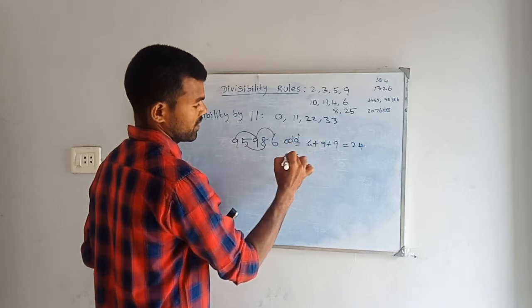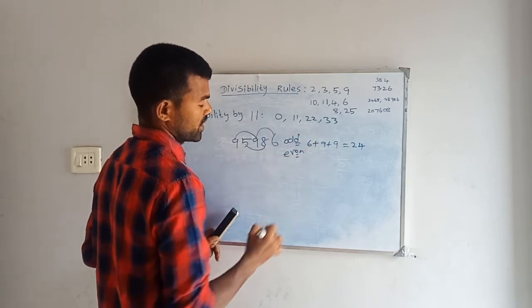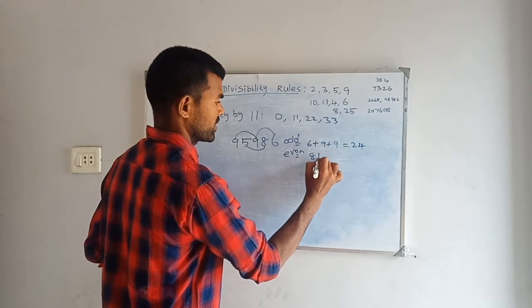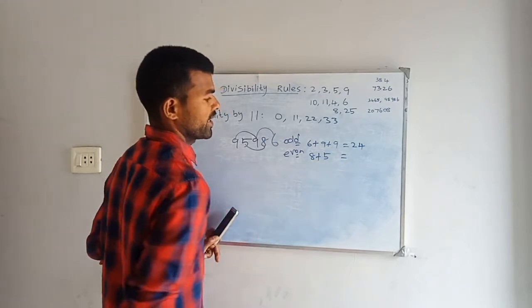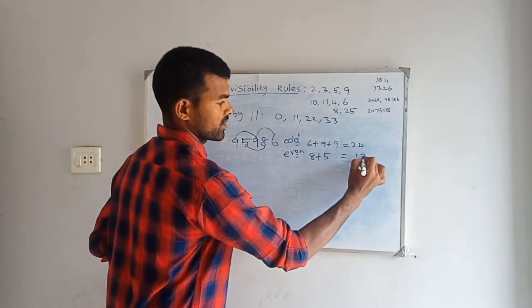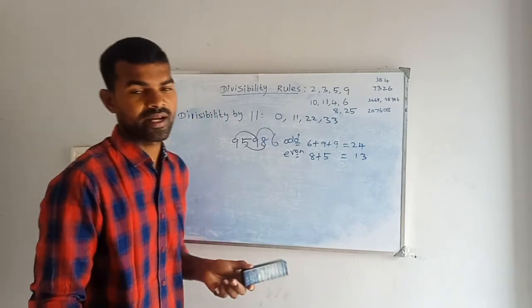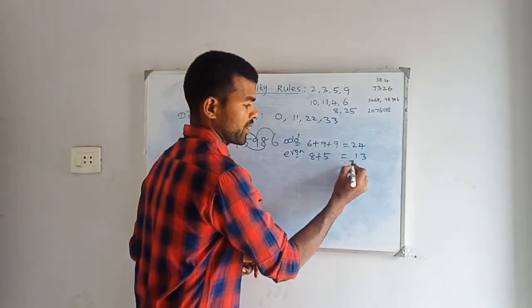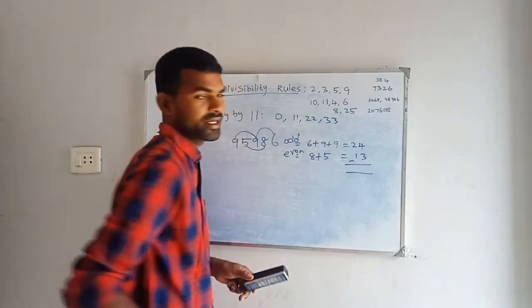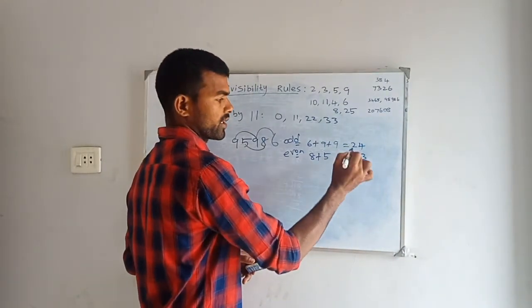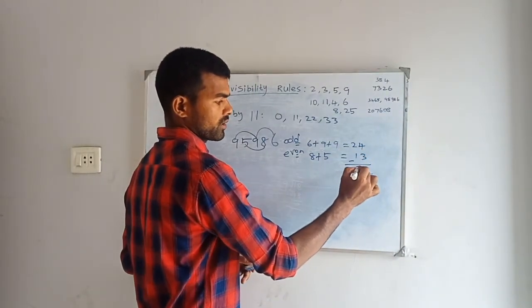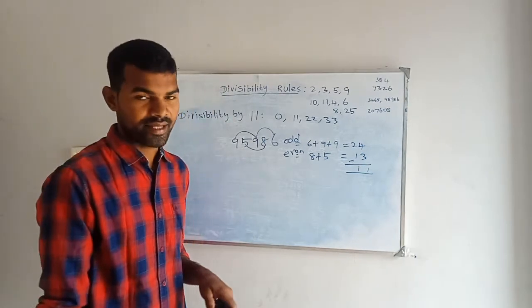Odd digits and even digits. The even digits are 8 and 5. Total, 8 plus 5, 13, no? 13. What do we have to do? We have to find the difference. Difference means subtract. 24 minus 13. 4 minus 3, 1. 2 minus 1, 1. So we are getting 11 as the answer.